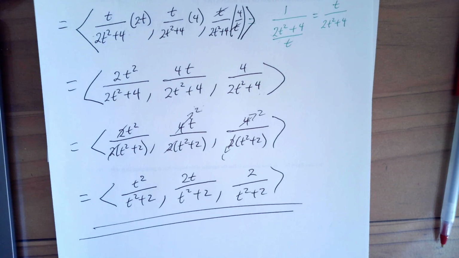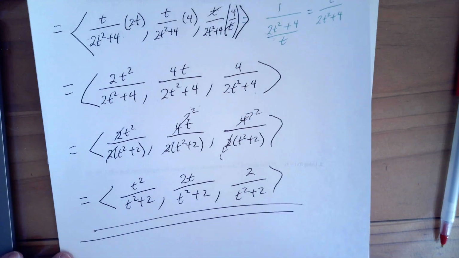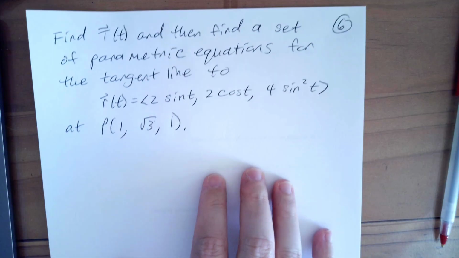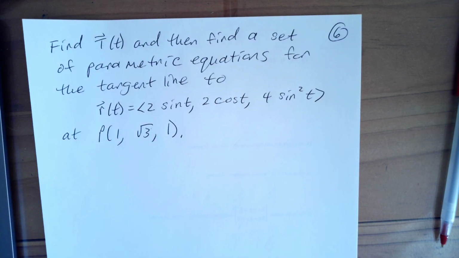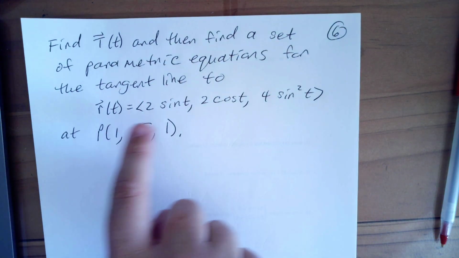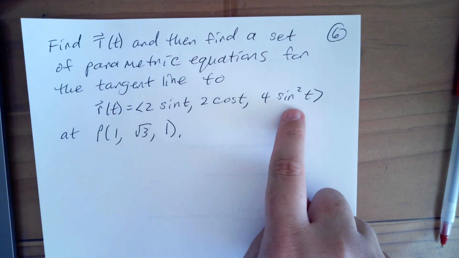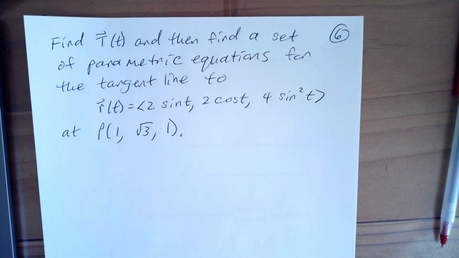Okay, I have one more example to show you, and hopefully this will make some nice connections to concepts that we have looked at. So, last example for today. Find the unit tangent vector and then find a set of parametric equations, which we know how to do, for the tangent line to this r of t. So we have a 2 sine of t, we have a 2 cosine of t, and we have this 4 sine squared of t at this point of 1, square root of 3, and 1.